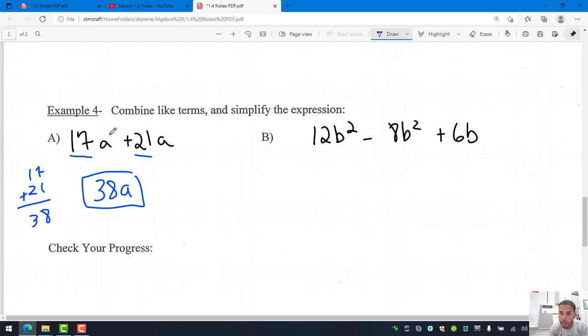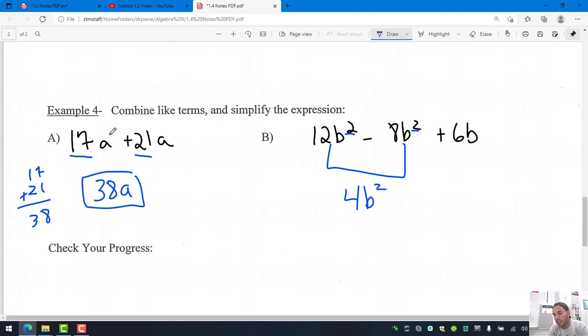In comparison, here's a second one. I'll give you 12b squared minus 8b squared plus 6b. The tricky part about this one is not all of these terms are combinable. In order to squeeze terms together, you need terms to have the same variable. In this case, all three do, but they also need to be raised to the same exponent. Here my first two terms are being raised to the second power, but that last term is not. So the only two terms that are combinable are this one and this one. If I start with 12b squared and I take away 8b squareds, how many b squareds am I left with? I'm left with 4b squareds.